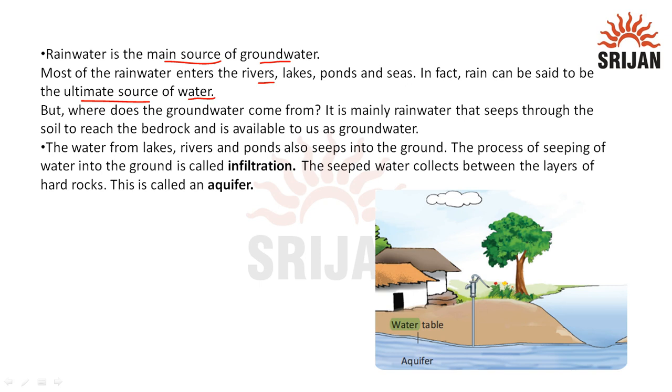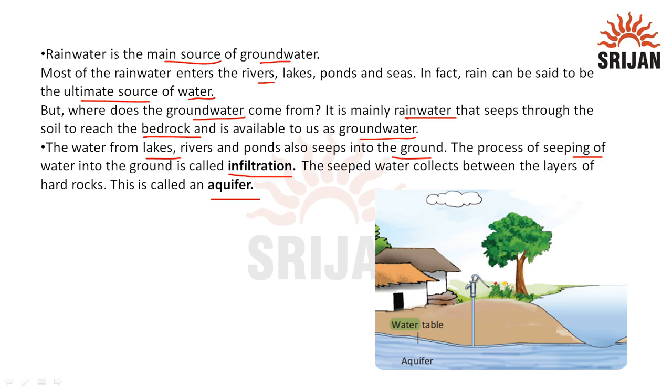Now the question arises: where does the groundwater come from? It is mainly the rainwater that seeps through the soil to reach the bedrock and is available to us as groundwater. The water from the lakes, rivers and ponds also seeps into the ground. This process of seeping of water into the ground is called infiltration, and the water that collects between the layers of hard rocks is called an aquifer.